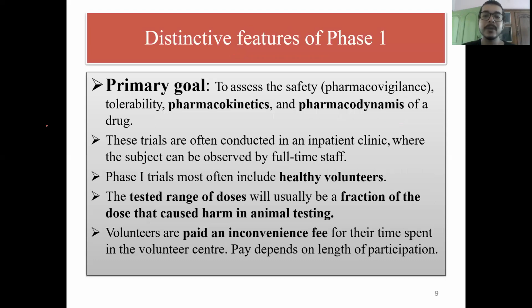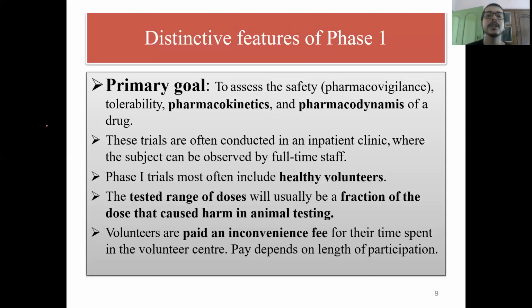The primary goal is to assess the safety, as I said, tolerability, pharmacokinetics, and pharmacodynamics of the drug. These trials are often conducted in an inpatient clinic. If you go to RG, you will see there are clinical trials going on, where the subject can be observed by full-time staff. Phase 1 trials often include healthy volunteers. Most of the time, it includes healthy volunteers. The tested range of doses will usually be a fraction of the dose that caused harm in animal testing.